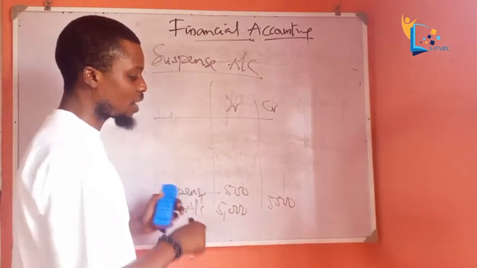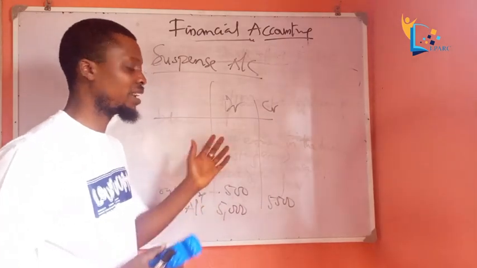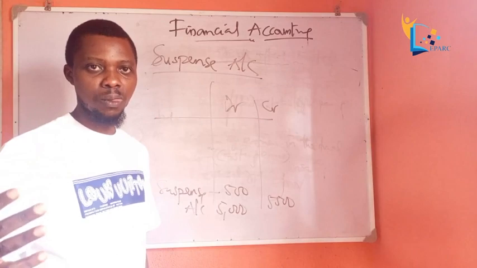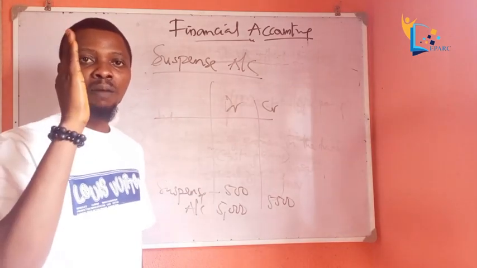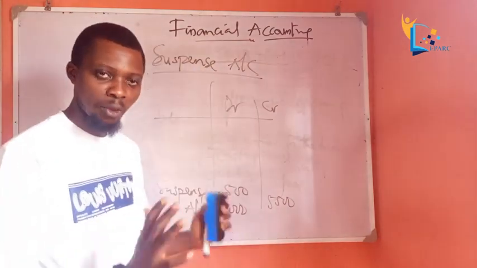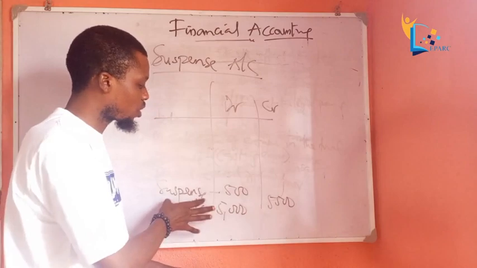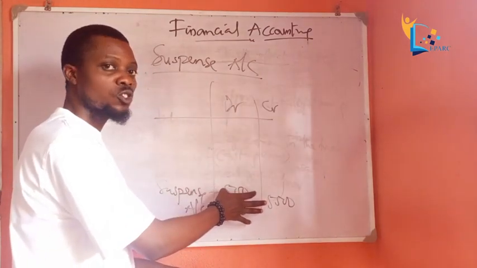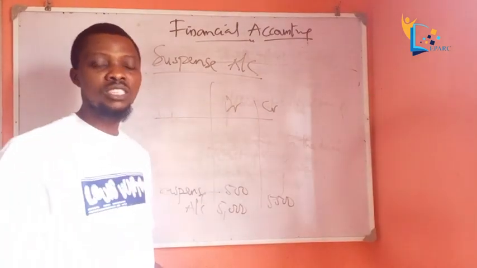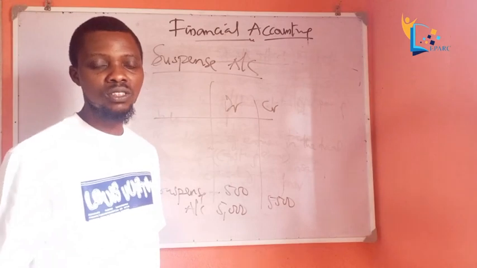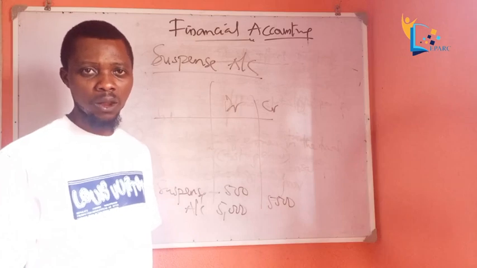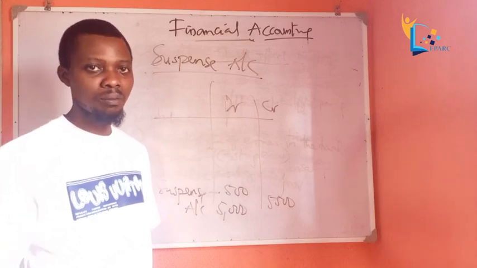So the suspense account, if it has a debit balance, will be recorded under the current assets of your balance sheet. That is where you carry the suspense account. But if the suspense account has a credit balance, it will be under the current liabilities column of your balance sheet, or your statement of financial position.